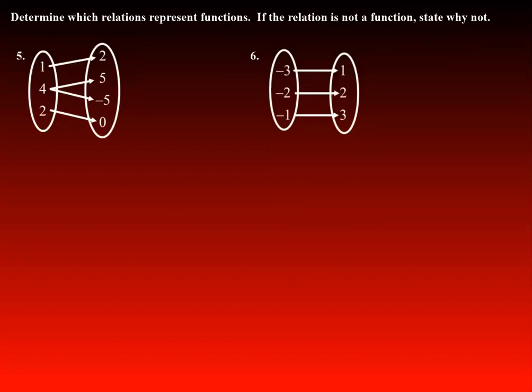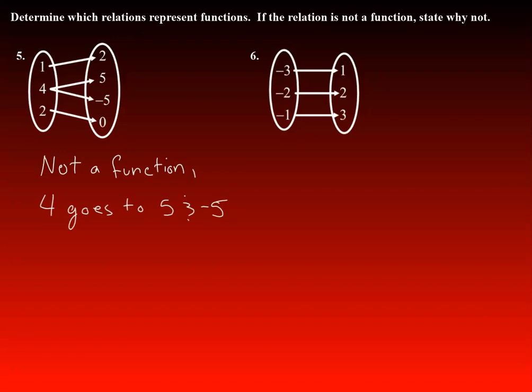Determine which relation, it's the same directions. This time we're using mappings. So if we look at the mappings, again, similar idea. Each of the inputs should only have one output. So this first one is not a function. Four goes to 5 and -5. So that's why it's not a function.